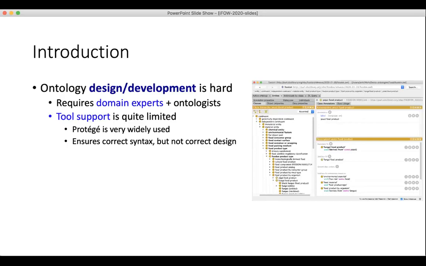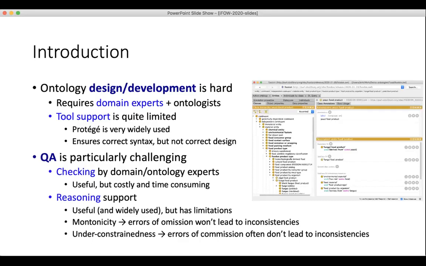But there's a limit to what Protégé can do for supporting correct design. It ensures, of course, that the syntax is correct, but it doesn't do a lot to support good design of ontologies. And as well as getting the basic design right, the whole QA process is particularly challenging. Typically, that just involves checking by the people who are building the ontology as they go along. Maybe they have some sort of methodology for doing that, but it's really difficult.